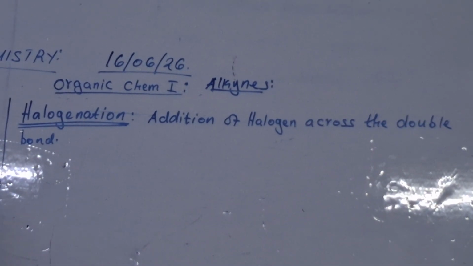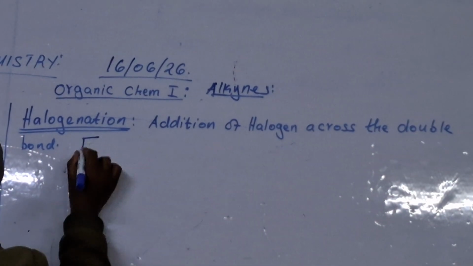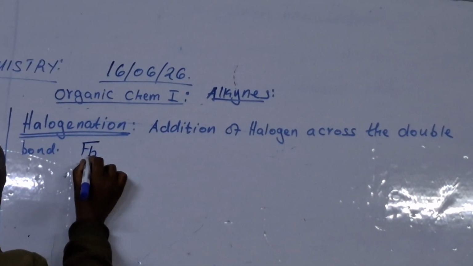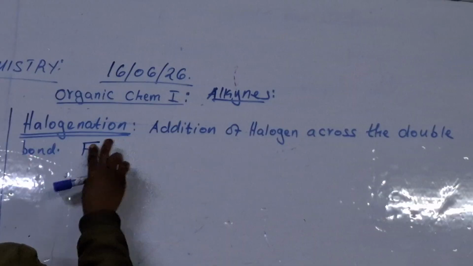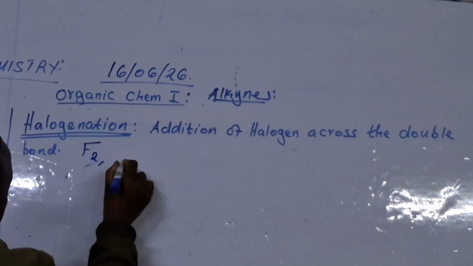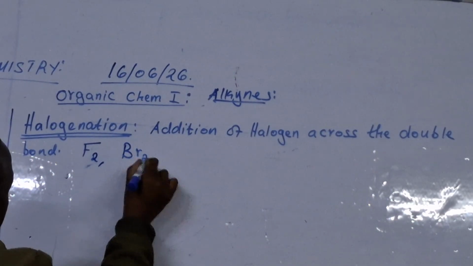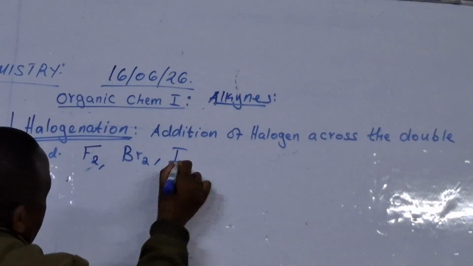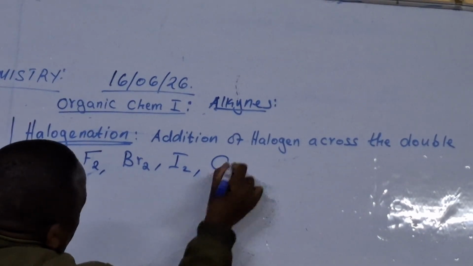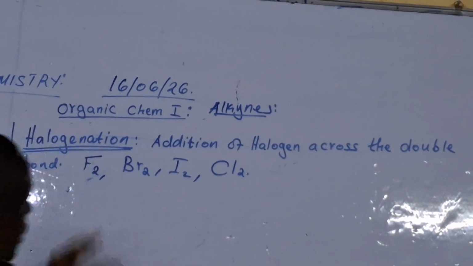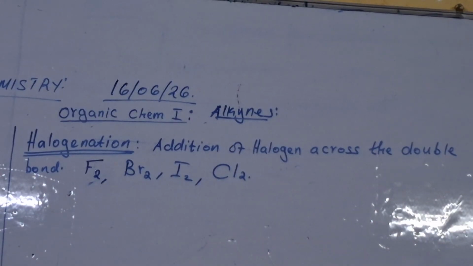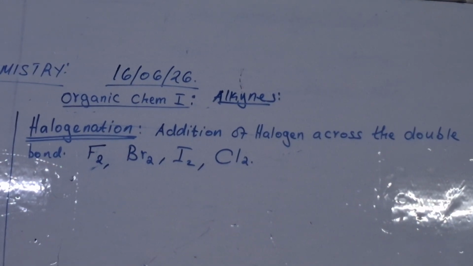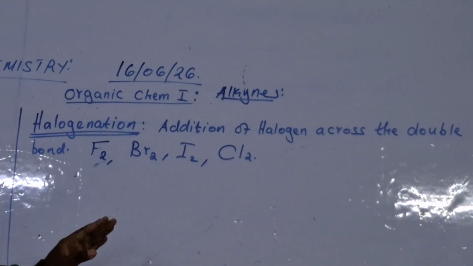Are we together? Yes. So the first member is fluorine, so it can be addition of fluorine. It can be addition of bromine. It can be addition of iodine. It can be addition of chlorine. So any member of group 7 of the periodic table. Let us look at addition of chlorine.